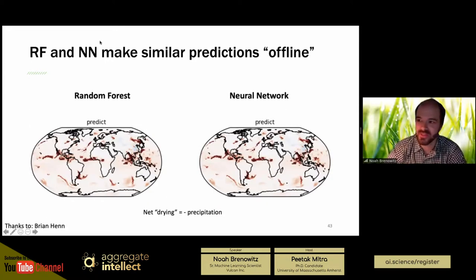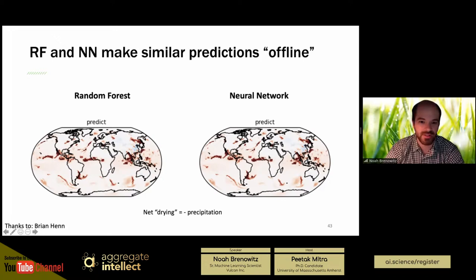And we show that in this case, both the random forest and the neural network make very similar predictions offline. So on the left is the random forest. And in this case, we're predicting the precipitation, basically. And we can see that it's predicting precipitation in the tropics, where we expect it rains a lot, in tropical Africa and in the tropical Atlantic. It's also predicting precipitation in these storms in the Southern Ocean. So this particular time is August, and this is the winter time in the Southern Hemisphere. And so that's when they have powerful cyclones and fronts. So it's not a good place to be sailing a boat in the Southern Ocean.